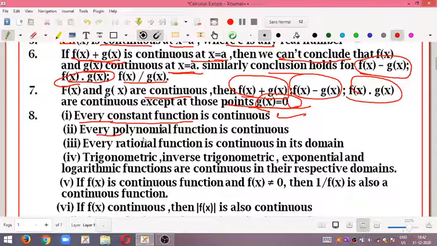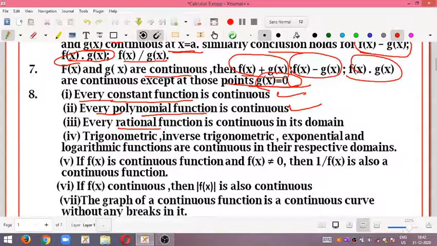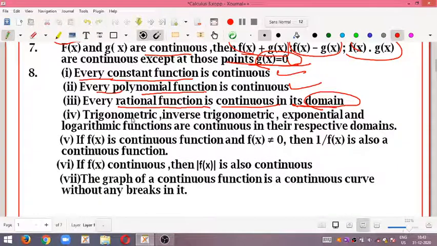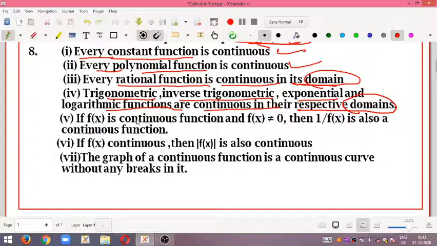Next, every polynomial function is also continuous. Next, every rational function is also continuous in its domain. This is important: every rational function is continuous in its domain. Next, all trigonometric, inverse trigonometric, exponential and logarithmic functions are continuous in their respective domains. Next, if f of x is a continuous function and f of x is not equal to 0, then 1 by f of x is also a continuous function.